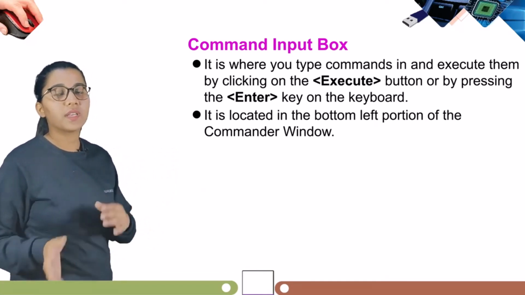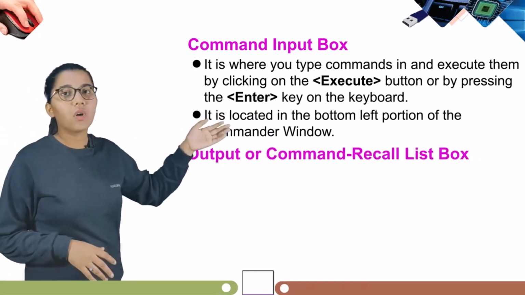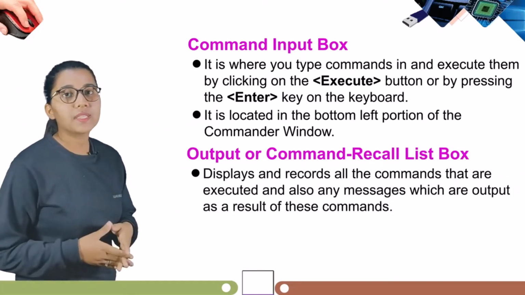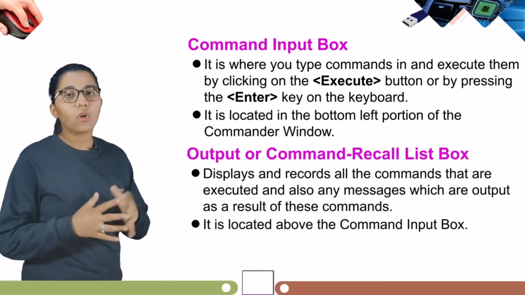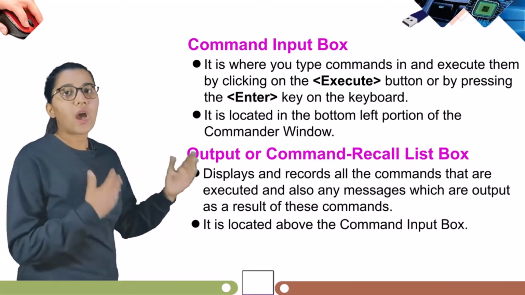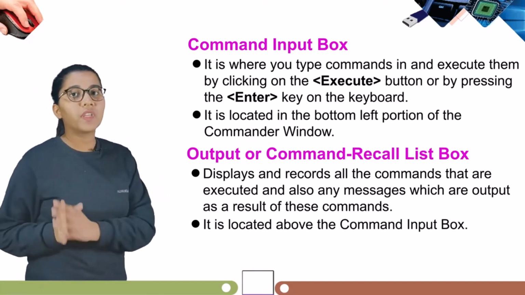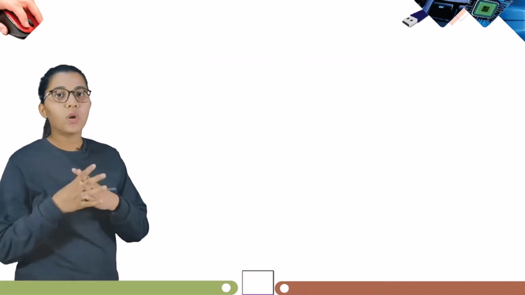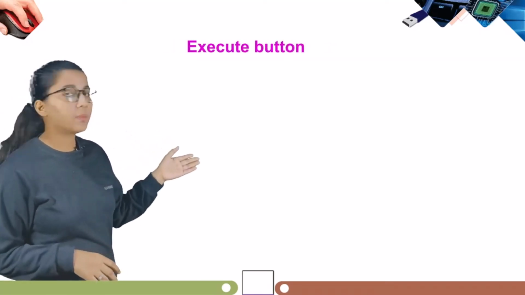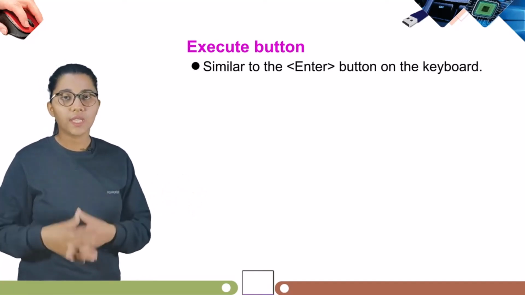Now students, our next component is output or command recall list box. It displays and records all the commands that are executed and also any messages which are output as a result of these commands. It is located above the command input box. Now students, our third component is execute button, similar to the enter button on the keyboard.